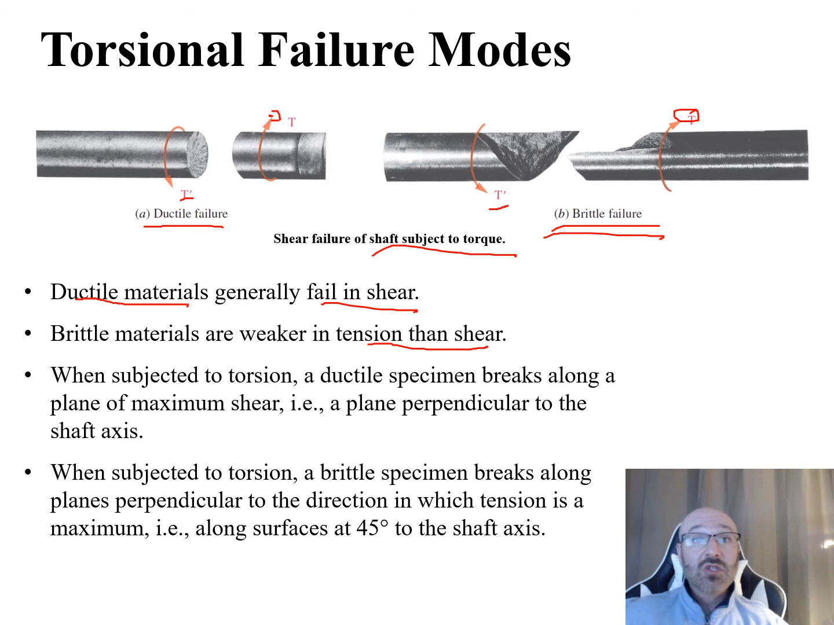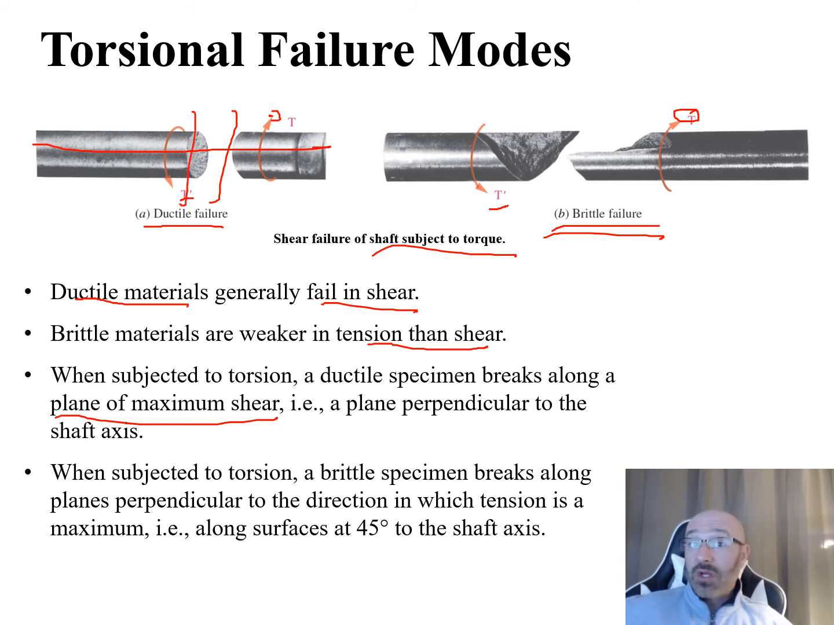So when subjected to torsion, a ductile specimen breaks along the plane of maximum shear, i.e., a plane perpendicular to the shaft axis. So that's what we see right here, right along that perpendicular to the shaft axis. This is our shaft axis right there, and the break is going to be perpendicular to that axis.